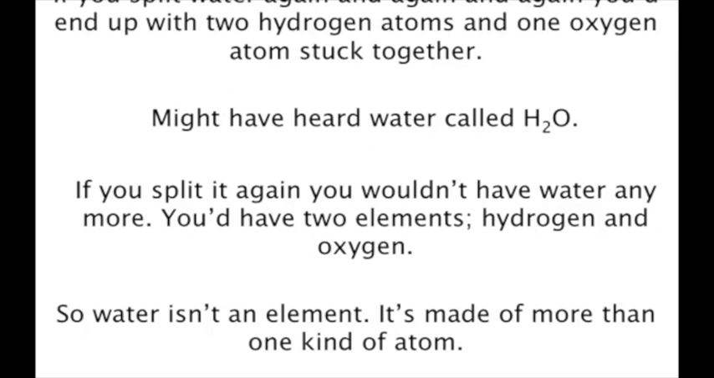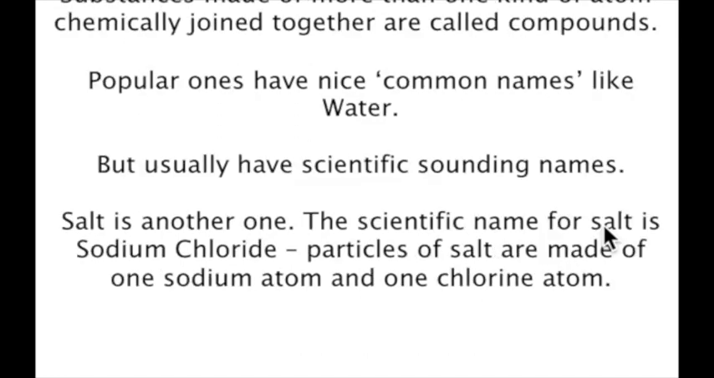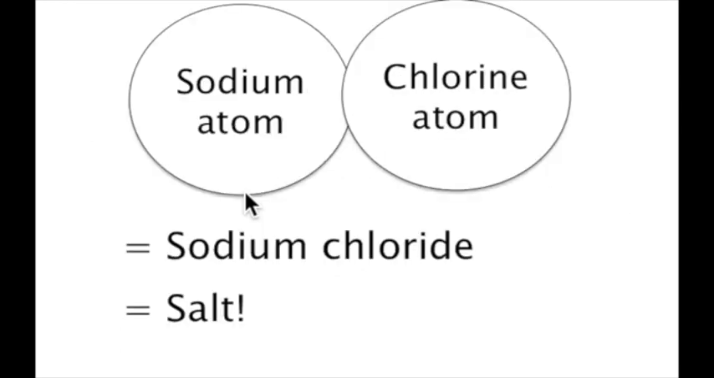Water is not an element because it's made of more than 1 kind of atom. So what do you call something that the smallest version of it is more than 1 type of atom? They are compounds. Popular ones have nice common names, like water is quite nice to say, but they've usually got pretty scientific names. So for example, salt is actually, in chemistry terms, sodium chloride, because that tells you that it's got one sodium atom and one chlorine atom stuck together like that.